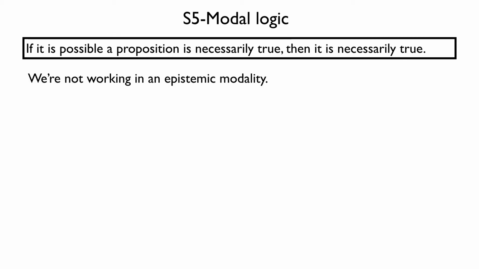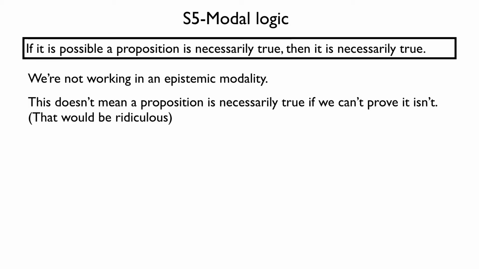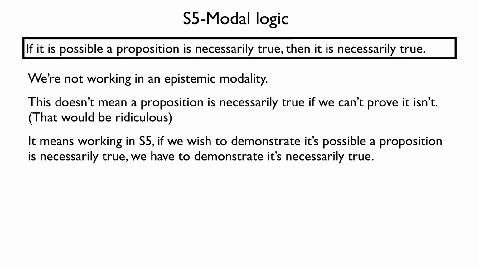Well, the first thing to remember is that we're not working in an epistemic modality any longer. And this doesn't mean a proposition is necessarily true if we can't prove it isn't. That would be ridiculous, and that's what this would mean if we were working in an epistemic modality. What this axiom actually means is that working in S5, if we wish to demonstrate it's possible a proposition is necessarily true, we have to demonstrate it's necessarily true.